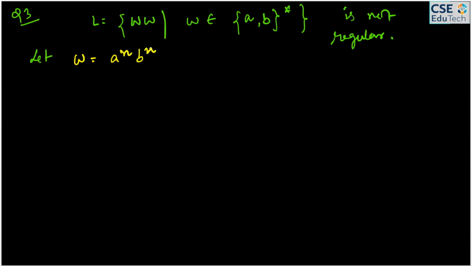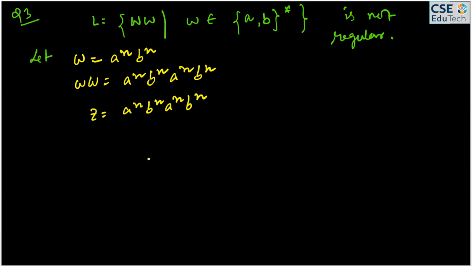Because w belongs to (a+b)*, one of the string patterns will be a to the power n, b to the power n, the same number of a's followed by the same number of b's. So what will ww be? It will be a to the power n, b to the power n, a to the power n, b to the power n. Now z is this string. What is the length of that string? It will be 4n, which is greater than n, the number of states.